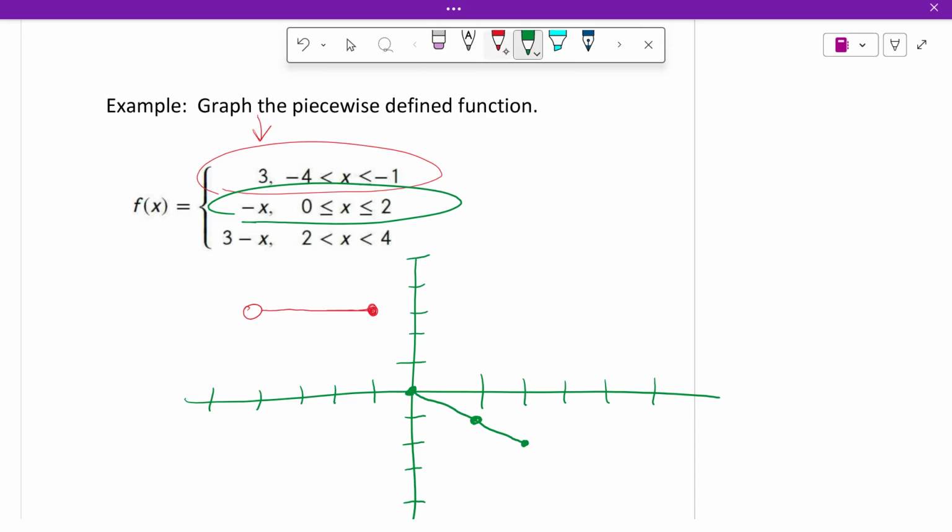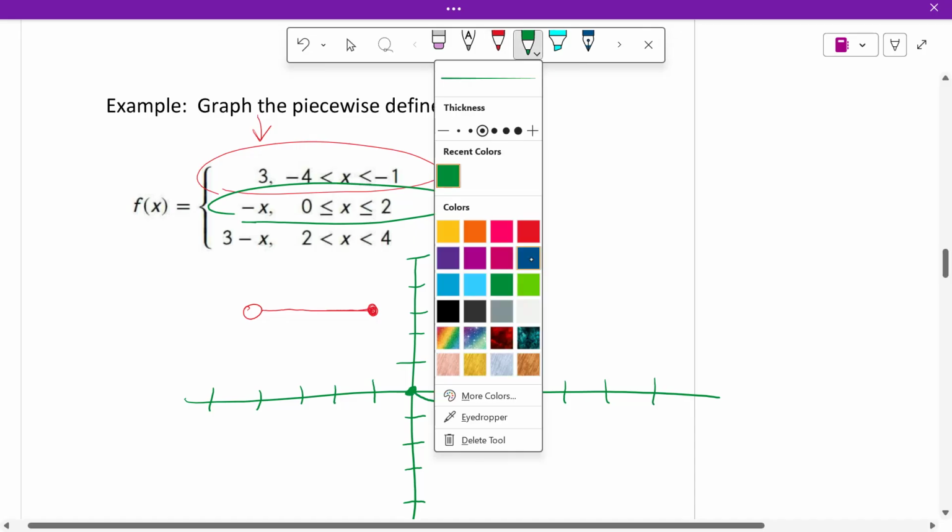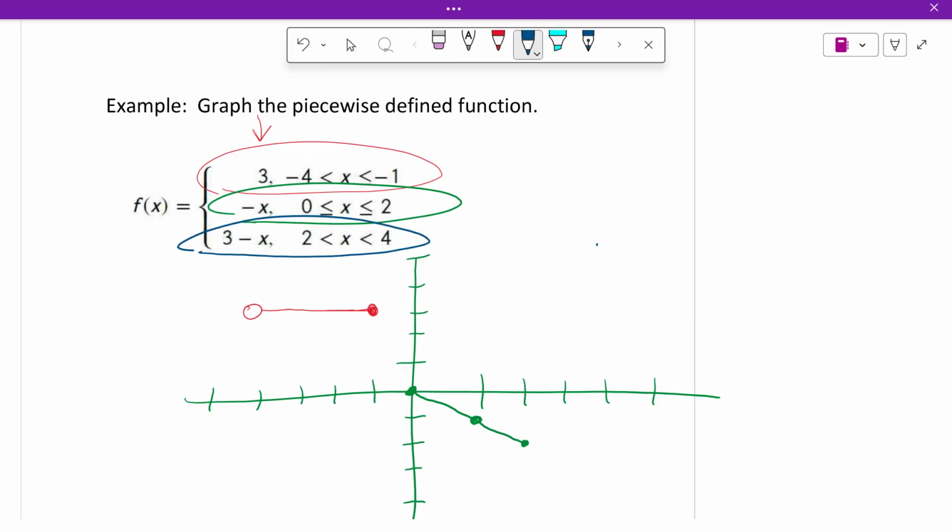Okay? And then we'll pick out a different color. We'll go blue for this one. 3 minus 2 is 1. So at 2, we're going to be at 1. Oh, open circle there. At 3, we're going to be at 0. At 4, we're going to be at -1. So that's the graph of that piecewise function.